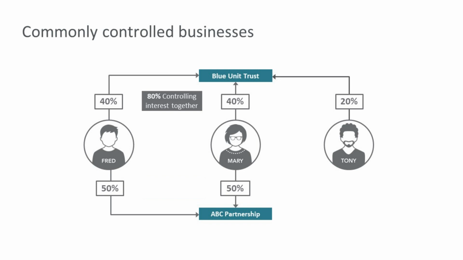We can also see that Fred and Mary each have a 50% interest in ABC Partnership. Once again, neither of these individually have a controlling interest in the partnership. Remember, it needs to be greater than 50%. However, together, they control 100% of the partnership. Based on this information, Fred and Mary together have common control of both Blue Unit Trust and ABC Partnership. So both these two businesses form a payroll tax group.